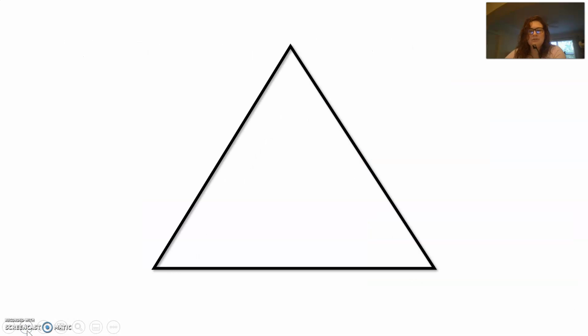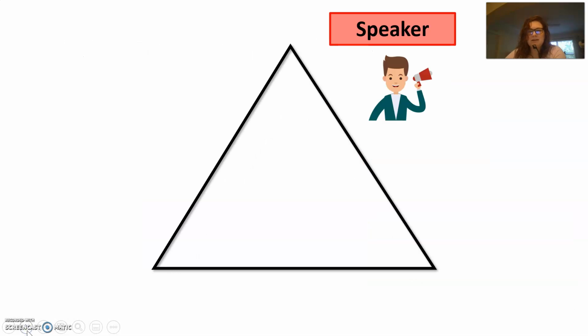Another way to think about the rhetorical triangle is in terms of the speaker, and we could see the speaker connected to ethos because ethos is when the speaker establishes their credibility or authority.